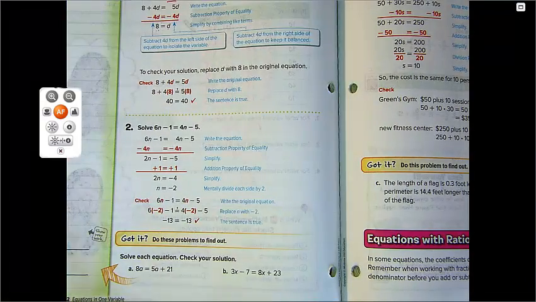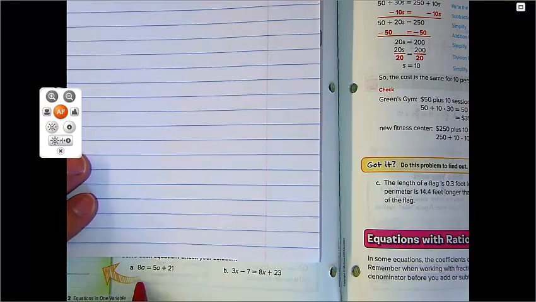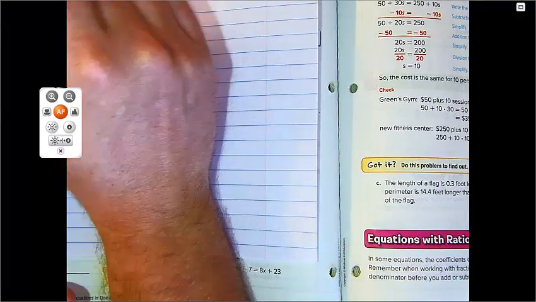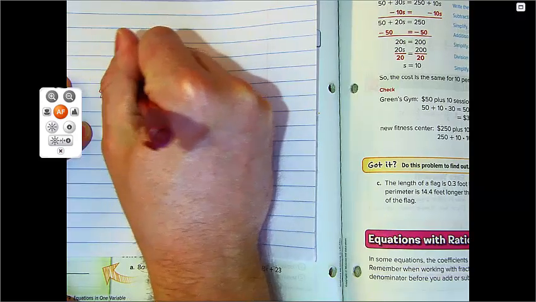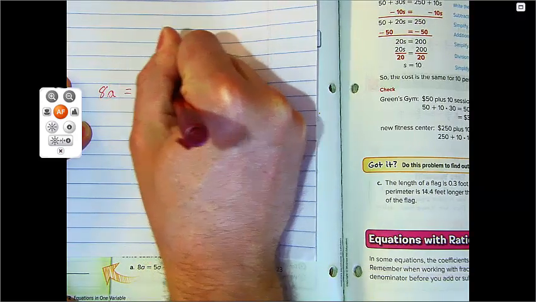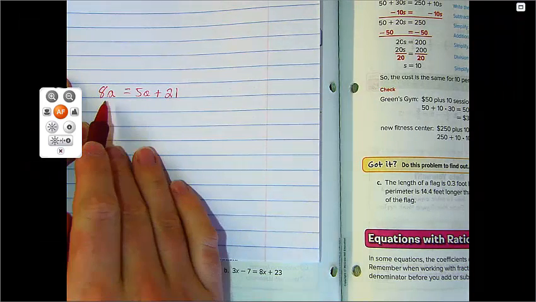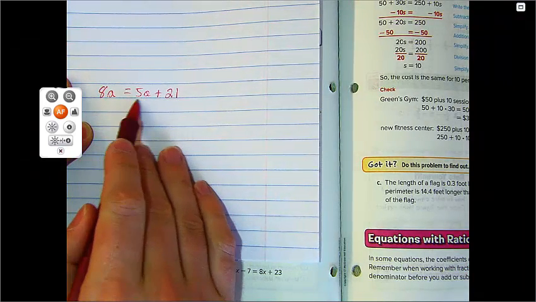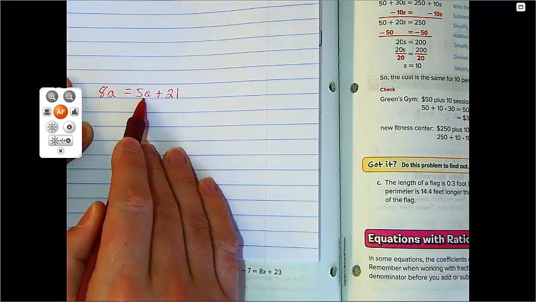So let's take a look at A. Example A. It says 8a equals 5a plus 21. Alrighty? So here, I look for my variables. I have 1 there and 1 there. Thankfully, this side here has the less, so that's 5, that's 8. So I'm going to take the less to the greater.